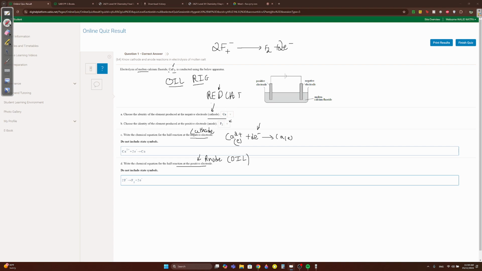If it was asking for state symbols, obviously liquid, but you know F2 is a gas. F, Cl, Br, I, all of the group 7 elements are gases when they're diatomic. You have to know this. So you get this.